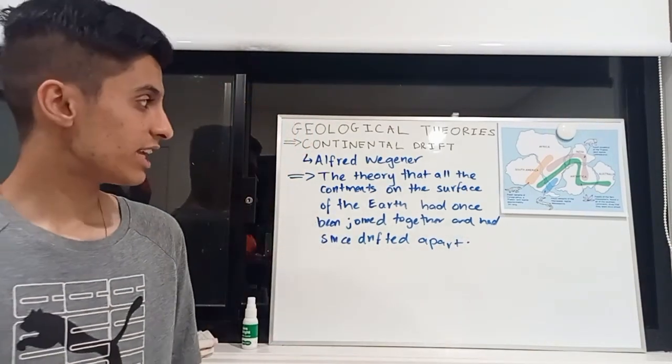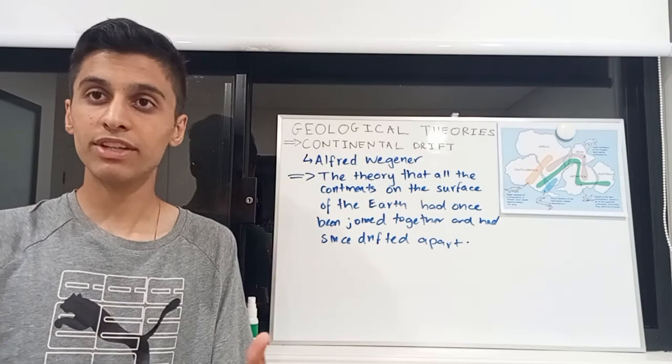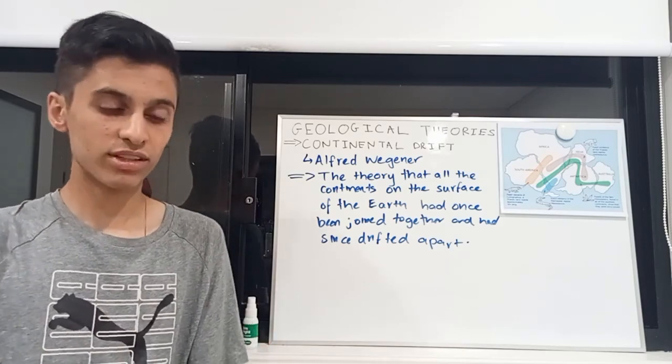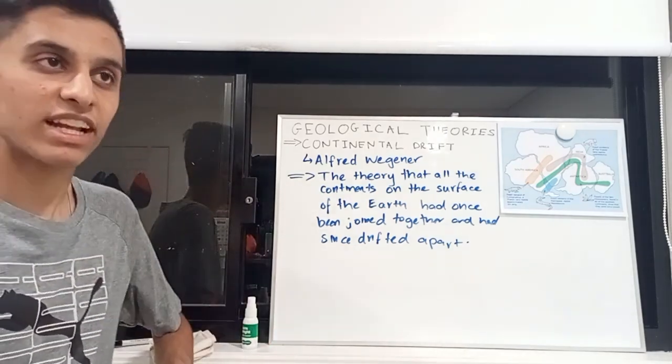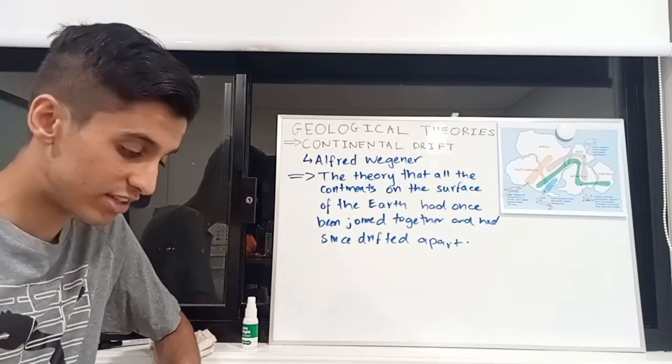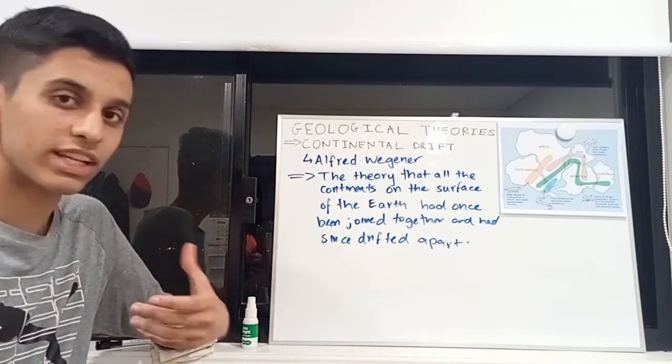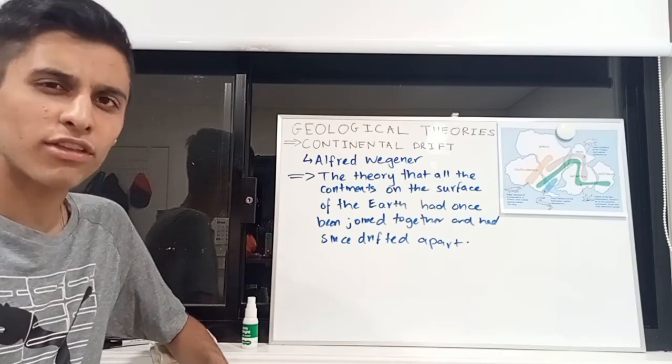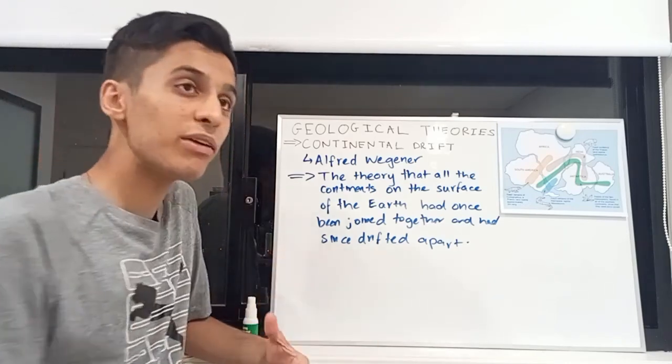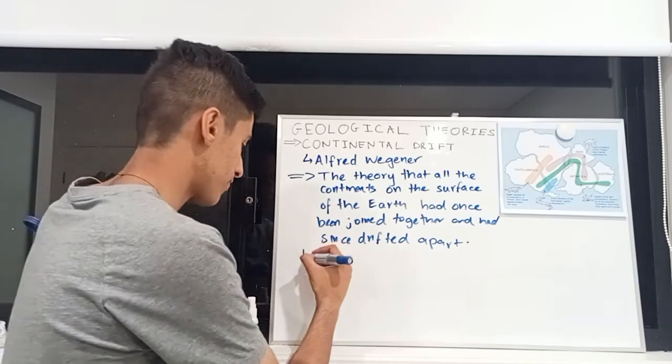Now, obviously, he proposed this theory, but he would have needed evidence to support it. So he gave four key pieces of evidence to what he found. So let's look at each of these pieces of evidence. The first evidence was the apparent affinity of continents.